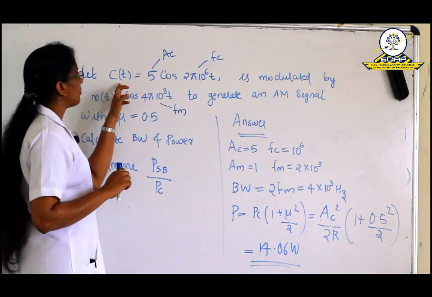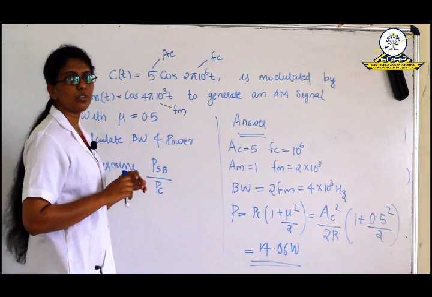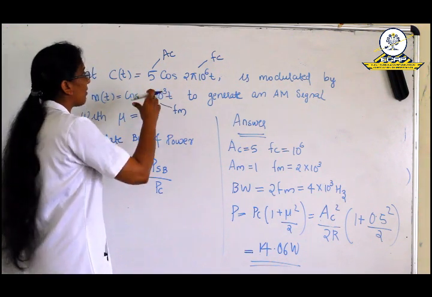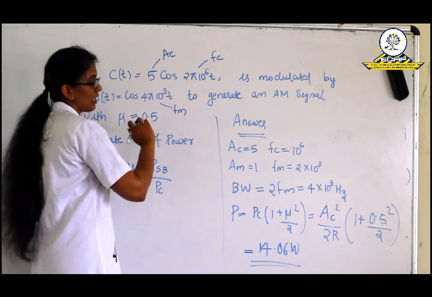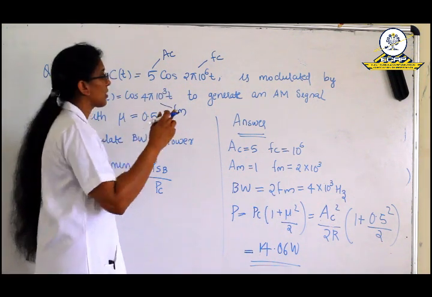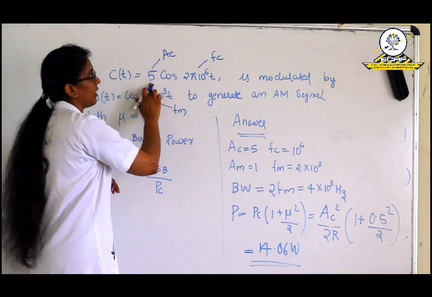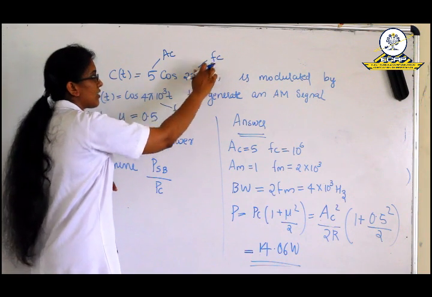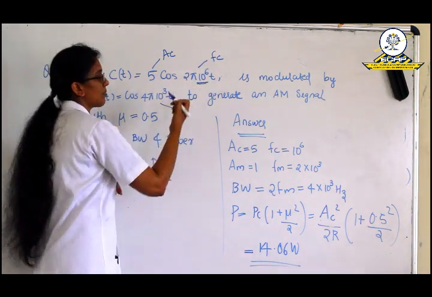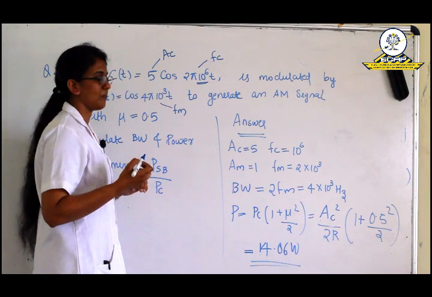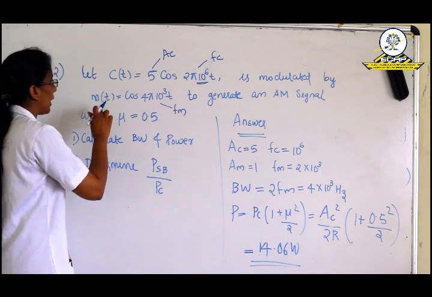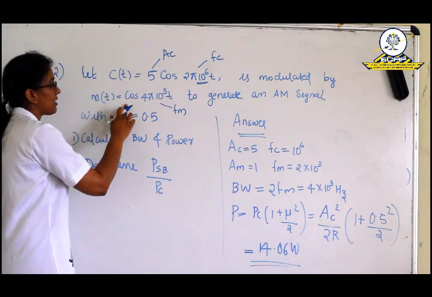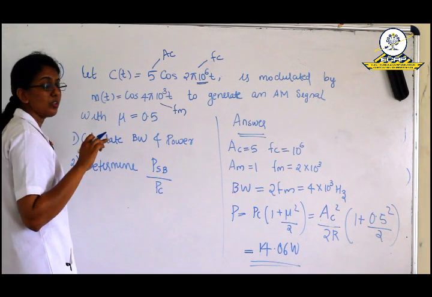Now the c of t is equal to 5 cos 2 pi into 10 raised to 6. By comparing with our standard equation Ac cos 2 pi fc t, the amplitude is equal to 5, then frequency fc is equal to 10 raised to 6. Direct substitution. Okay.